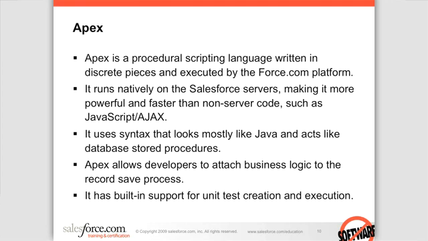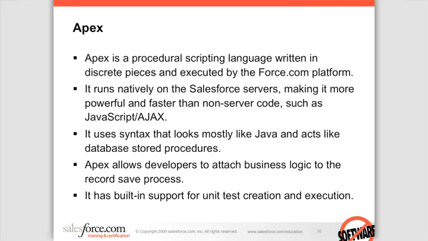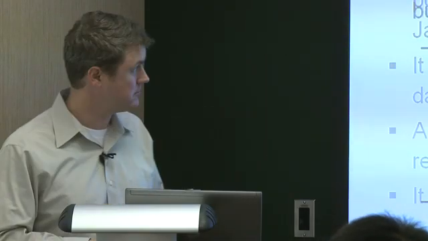Apex in general does a lot of things, but triggers specifically attach business logic to the save process, similar to something like a validation rule, which executes upon record save, or a workflow rule. But our Apex triggers allow us to attach logic to the save process, so upon an event occurring, we can then execute some Apex code. It also has built-in support for unit testing, so we will cover that. In fact, it not only has built-in support for it, it has requirements for unit testing. And we'll cross that bridge later.